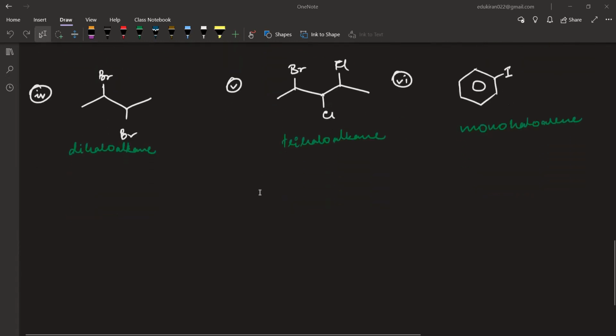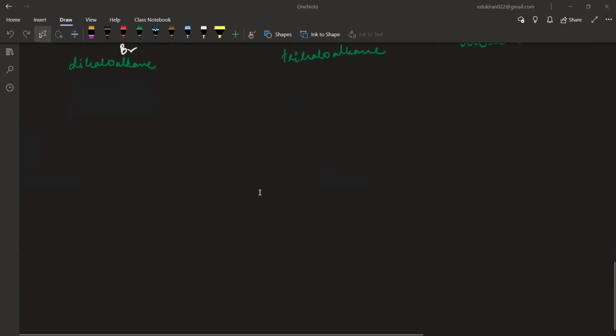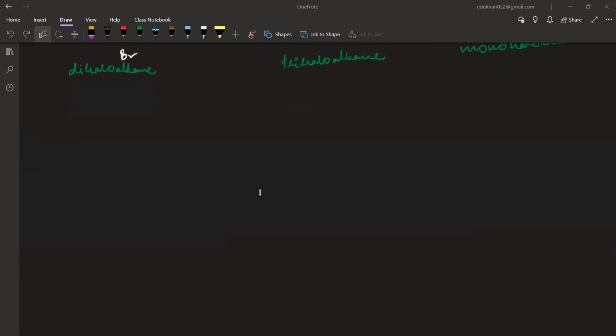Now, the monohaloalkenes we have, these are now further classified into two different types. Okay. Before that, I will ask you a question. The question is, identify sp3, sp2 and sp carbon atoms in the following.